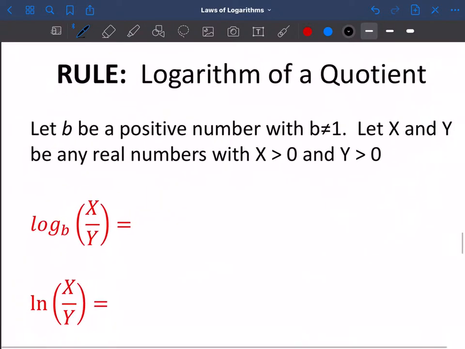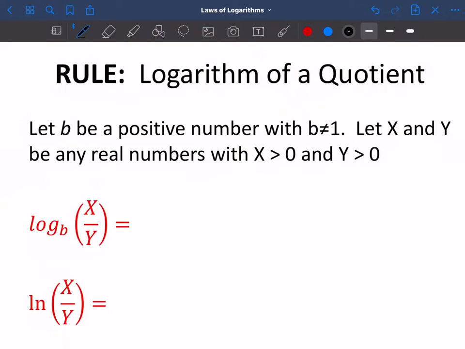Our last rule is dealing with a quotient. A quotient is another word for fraction. So if we have the log of a fraction, how do we implement or expand this? When you see division inside of your log, that's going to translate to subtraction. Just like multiplication translated to addition, likewise, a fraction is going to translate to subtraction.